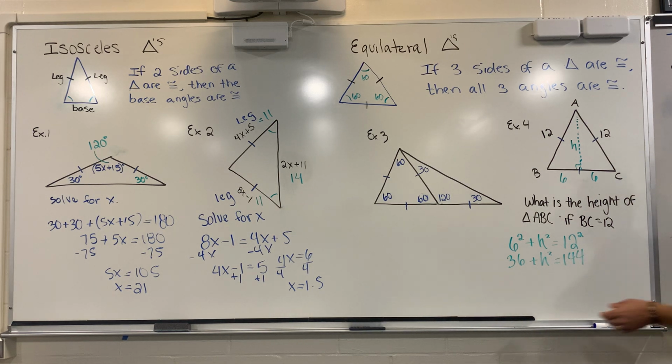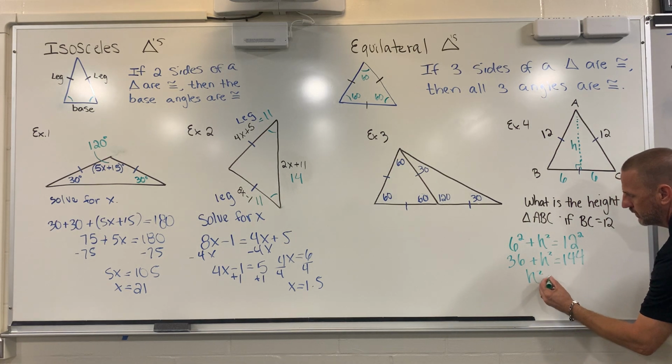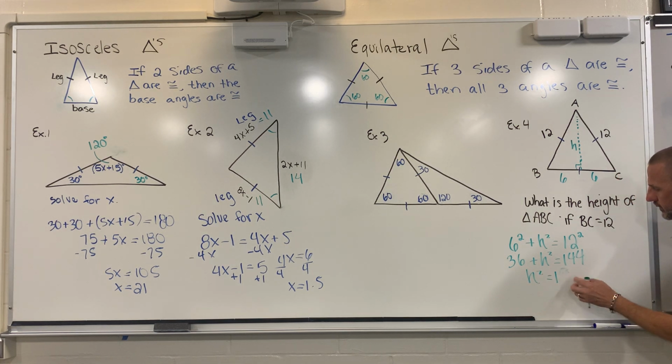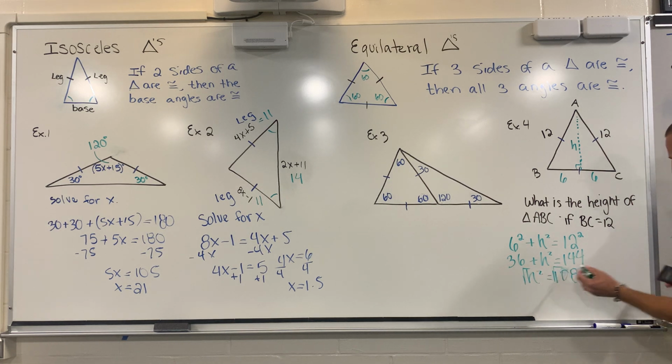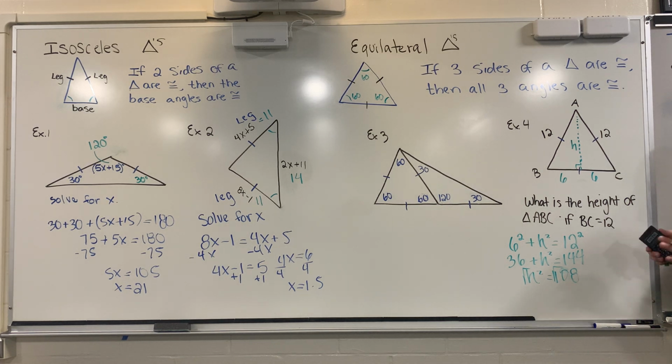So I've got to take that. Looks like I got to do a little subtraction. So 144 minus 36 leaves me with 108. And how do I undo a square? Well, I take a square root. So if I take 108 and I find the square root, I get that it is 10.39 approximately. So our book normally uses tenths. So I'm going to say approximately 10.4 is the height.